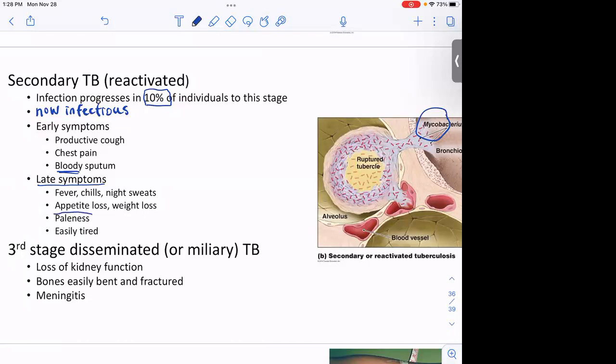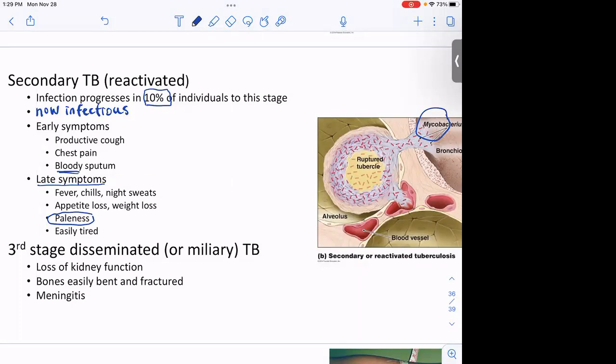The paleness, because they're not getting enough oxygen out to different parts of their body. That's where they have this ghostly pallor that used to be in fashion actually in the late 1800s. They get tired really easy. That's where the name White Death came from, to describe this infection.